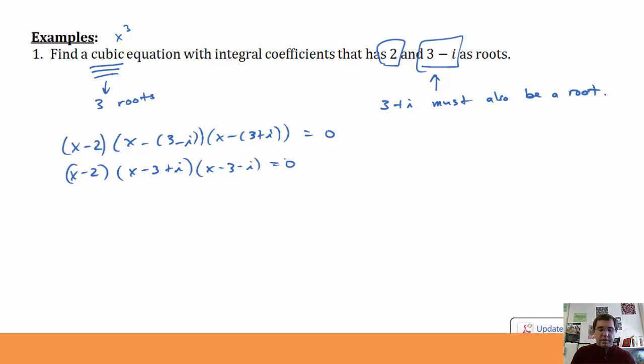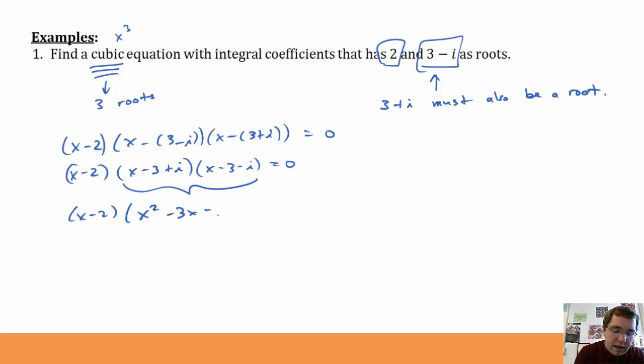Okay? Now we want to FOIL this out. It's generally easiest to start with the complex ones, because then the i's will nicely cancel. And then we'll multiply by the x minus 2 that's in the front. So x times x is x squared. x times -3 is -3x minus ix. Take the -3 now. I'll have -3x plus 9 plus 3i. Then take the i, and I'll have plus ix minus 3i minus i squared. i squared is -1, so minus i squared is minus -1, which is plus 1.